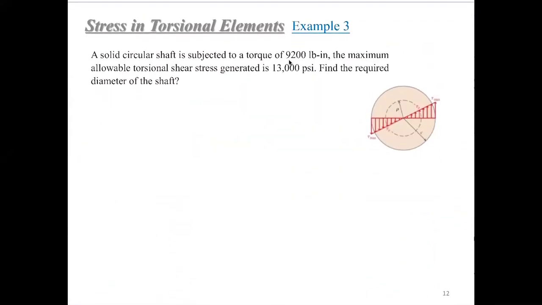And example 3 is a simple design problem. A solid circular shaft is subjected to a torque of 9,200 pound-inch. The maximum allowable torsional shear stress generated is 13,000 psi. Find the required diameter for the shaft. Okay, so this is a design problem or an inverse problem. The equation used to solve this will still be the same, right? This is tau max equals T times c over J. We're determining the allowable diameter, that is D, right? D is just 2 times c, right? So we're actually determining this D.